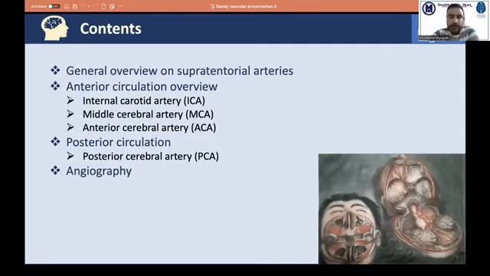The content of this presentation, first of all, we will have a general overview on the supratentorial arteries, and we will talk about the anterior circulation, the anterior part of the circle of Willis, including the ICA, the middle cerebral artery, anterior cerebral artery, and the posterior circulation, including the posterior cerebral artery and the posterior communicating artery. And finally, we will have an interaction part between me and you, and I hope you can answer some questions in angiography. I'll show you some imaging and you're capable of answering.